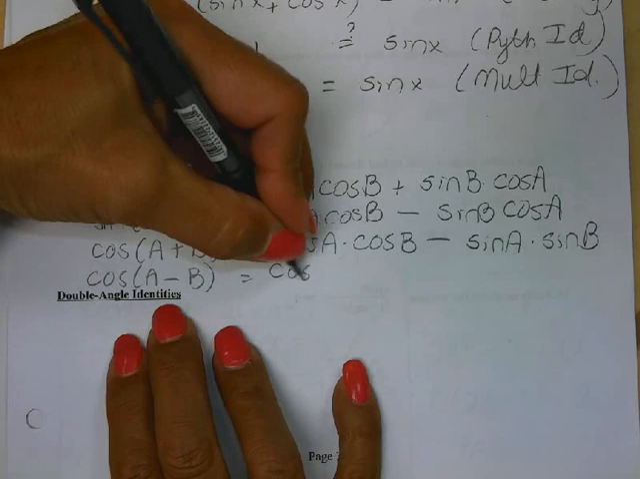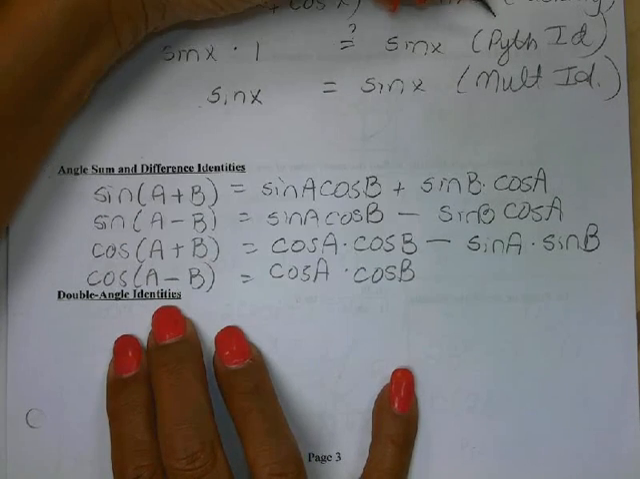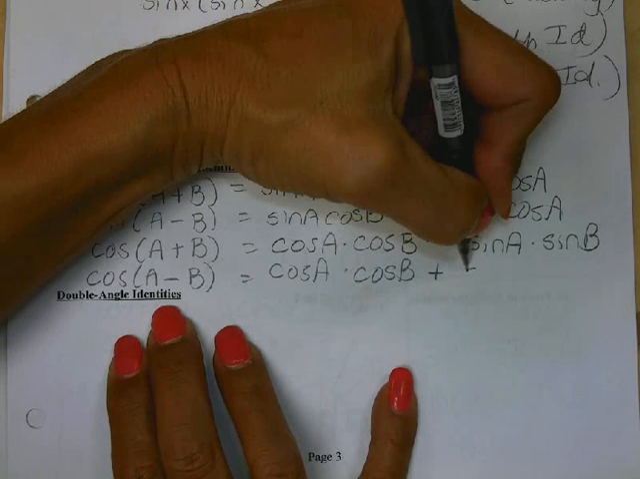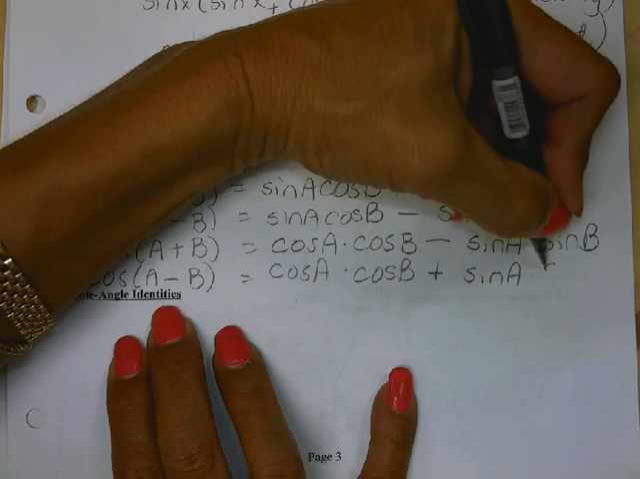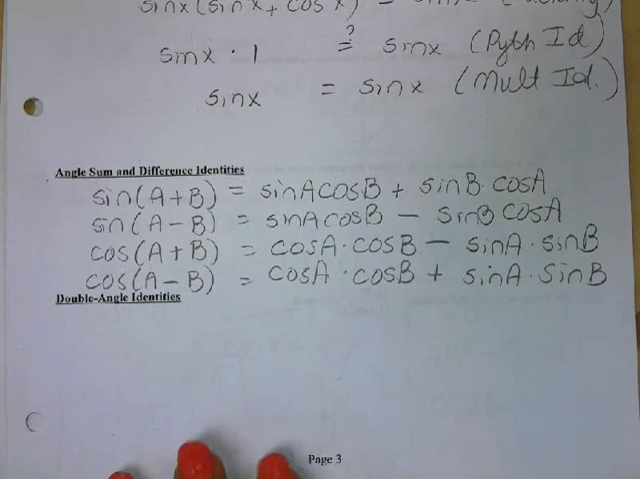If I have the difference between two angles, then I take the cosine of the first times the cosine of the second, and as you might expect, this is plus the sine of the first times the sine of the second. Now, we're not going to prove these identities. These are just identities that we need to remember.